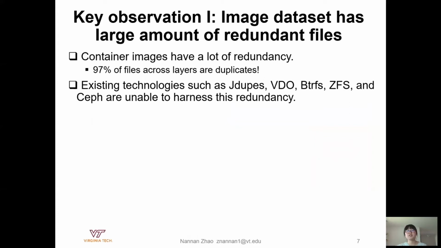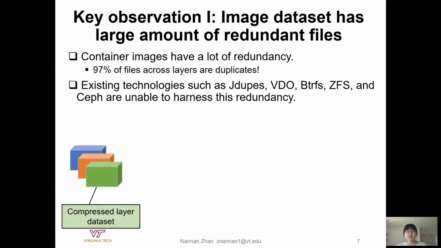One of the key observations we make is that there are significant redundant files in the image dataset. An early study by us has shown that 97% of the files across layers are duplicates. Removing such duplicates can save almost half of the space. However, existing techniques are unable to harness this redundancy. This is because each layer is already compressed in the Docker registry image dataset.